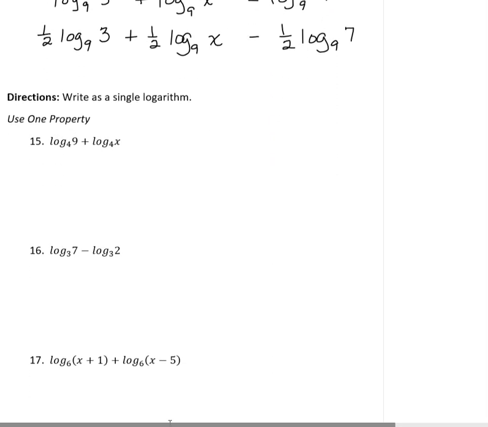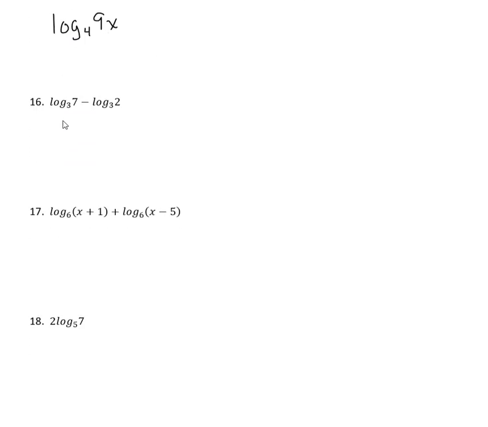All right, this next part is looking at taking different logs and combining them into a single logarithm using my properties. So here I have the sum of two logs. That is going to be simplified by using the product rule. So I'm just multiplying these two arguments together. Problem 16, I have a subtraction of two logs. So I can write this as log base 3 of 7 divided by 2, write it as a quotient.